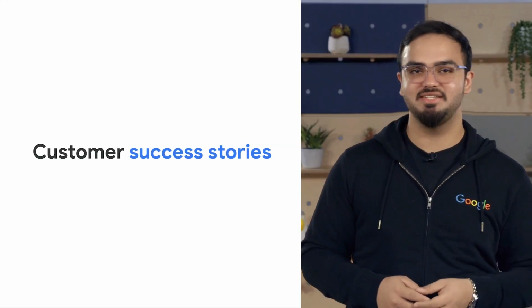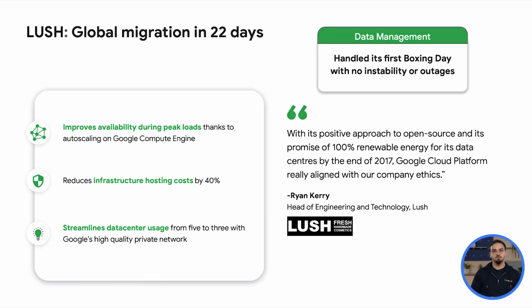Time to look into customer success stories together. Lush migrated its global e-commerce site to Google Cloud in 22 days, significantly improving the reliability and stability of its site. Autoscaling allows Lush to automatically scale its infrastructure up or down to meet demand, which helps to improve availability during peak loads. Migrating to Google Cloud has helped Lush to reduce its infrastructure costs by up to 40%. Google's high-quality private network has helped Lush to streamline its data center usage from 5 down to 3. Lush handled its first Boxing Day with no instability or outages thanks to its migration to Google Cloud.